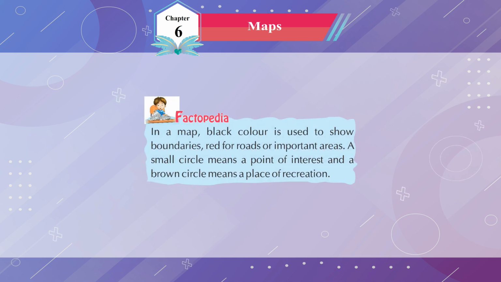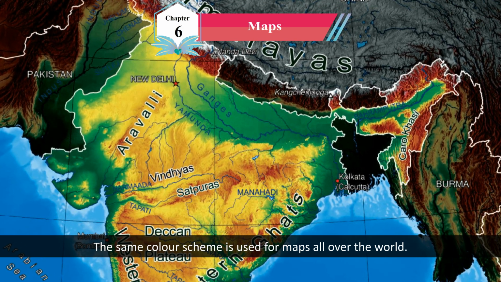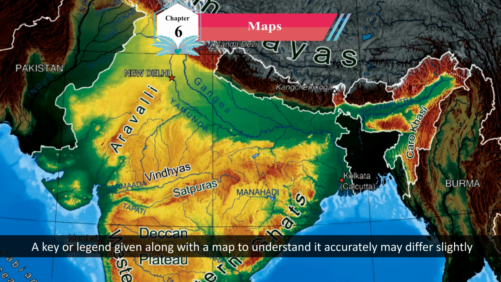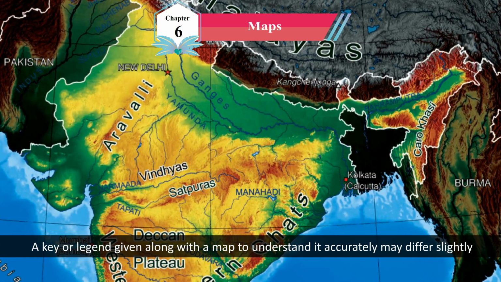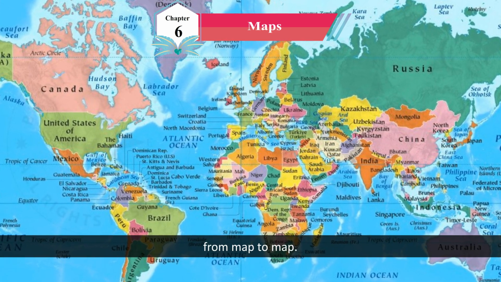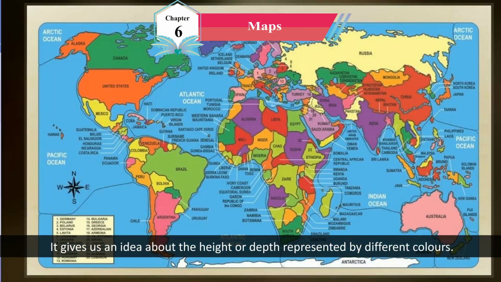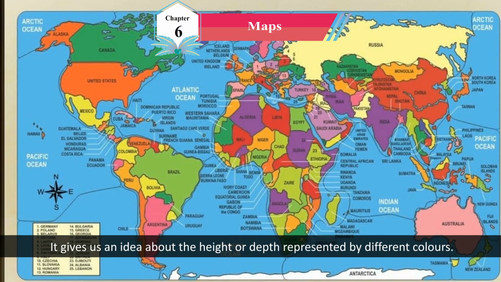Factopedia. In a map, black color is used to show boundaries. Red for roads or important areas. A small circle means a point of interest and a brown circle means a place of recreation. The same color scheme is used for maps all over the world. A key or legend given along with a map to understand it accurately may differ slightly from map to map. It gives us an idea about the height or depth represented by different colors.